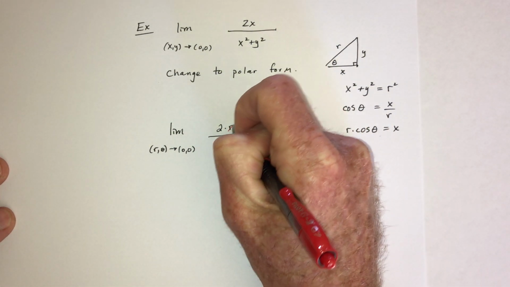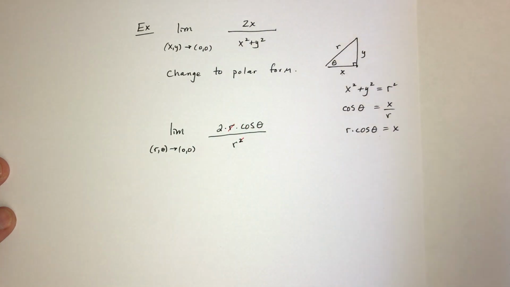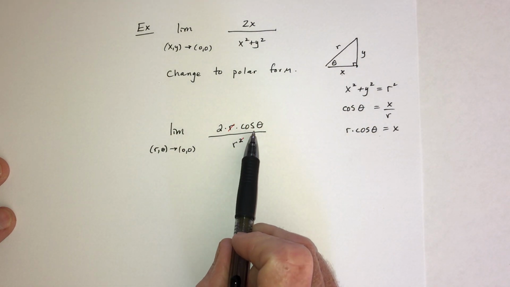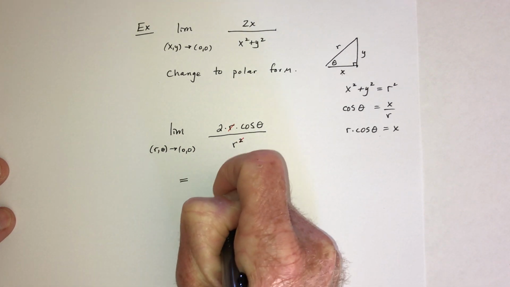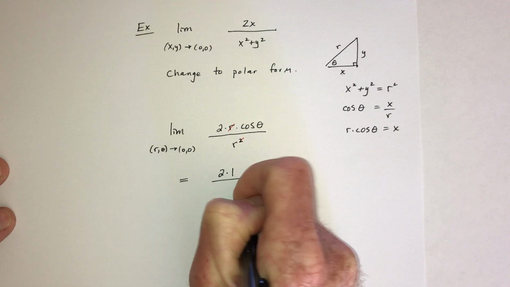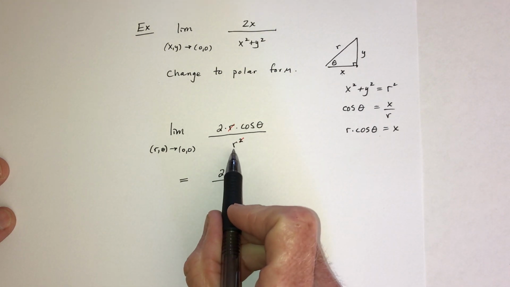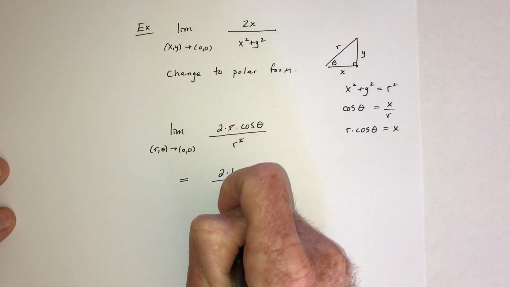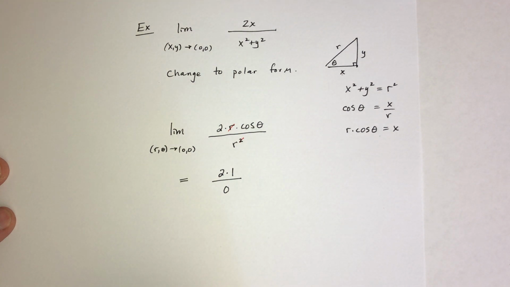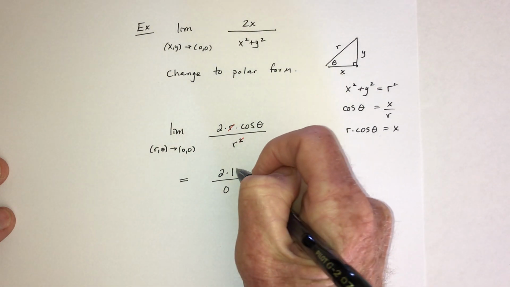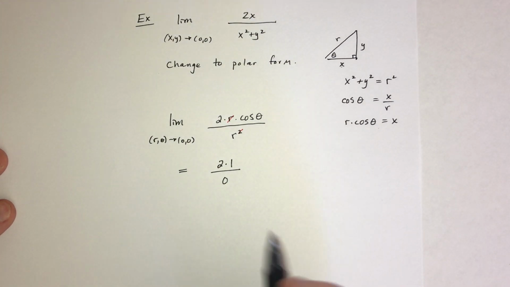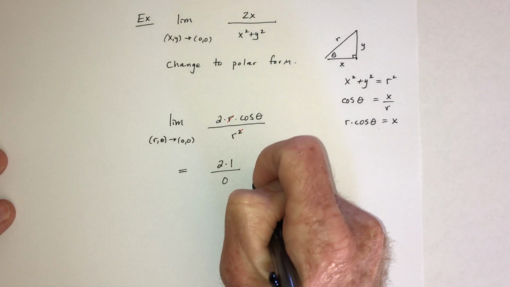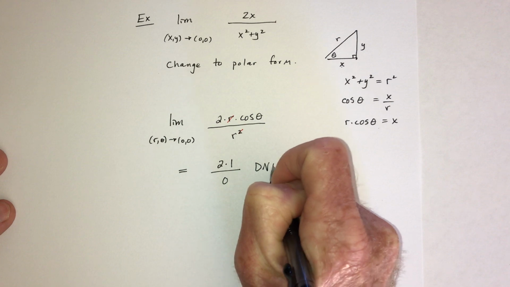Let's see. An r will cancel an r, and then this is going to become cosine of 0, which equals 1. So it'll be 2 times 1 on the top. And then r is becoming 0, so that means that it's 2 divided by 0. Now, if it was 0 divided by 0, I could use L'Hopital's rule or something like that. But for a 2 divided by 0, that does not exist.